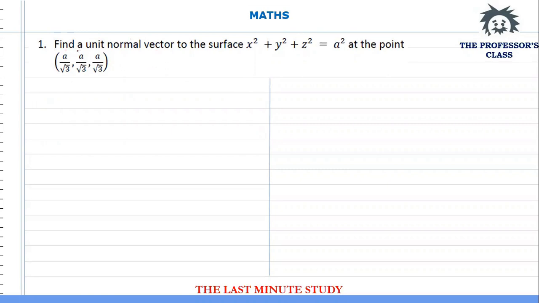We'll start with question number 1. Find a unit normal vector to the surface x square plus y square plus z square equal to a square at the point a by root 3, a by root 3, a by root 3.